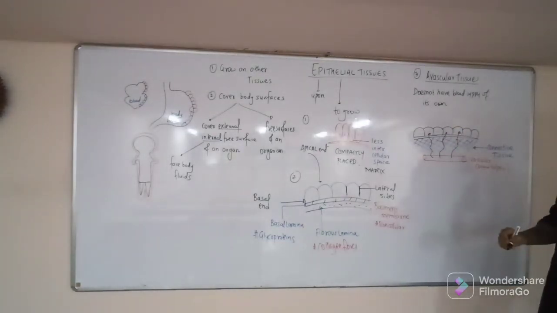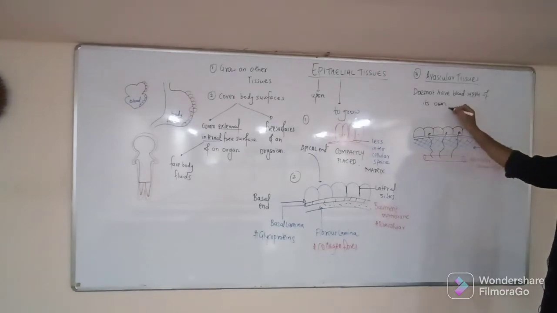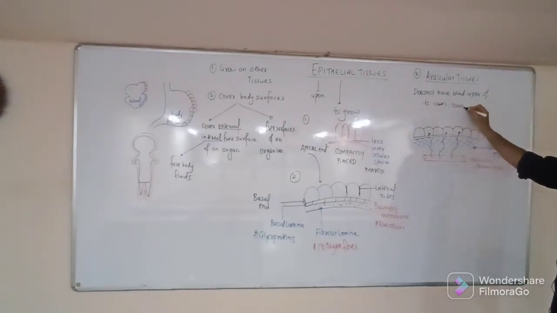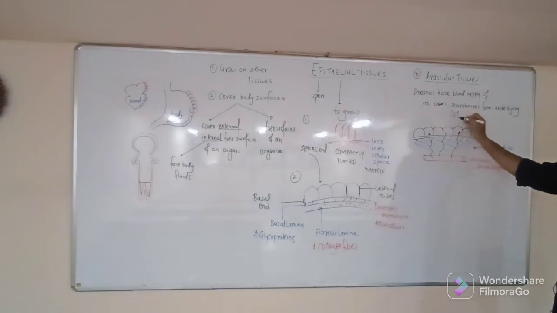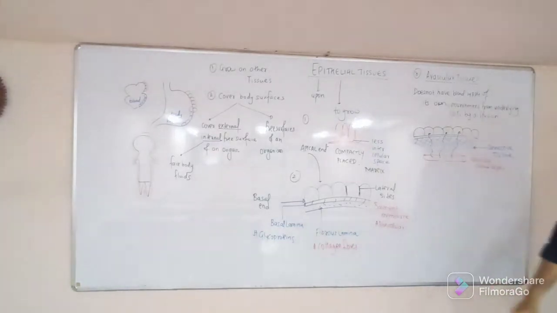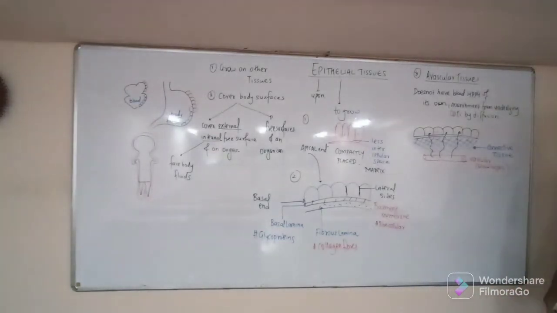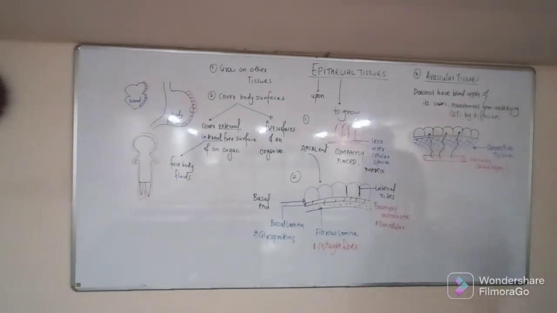So it does not have a blood supply of its own, and it gets its nourishment from the underlying connective tissues by the process of diffusion.